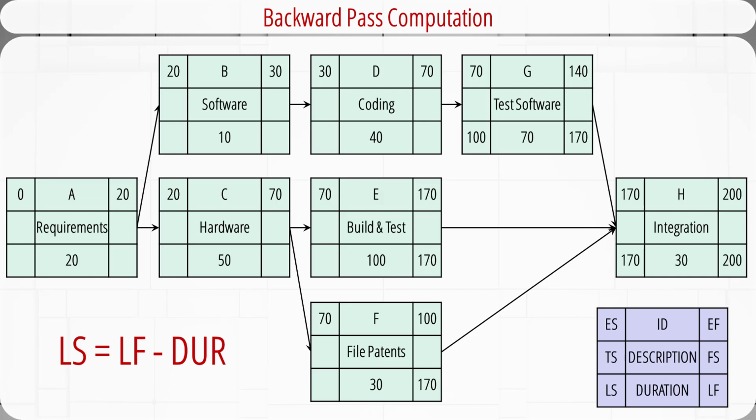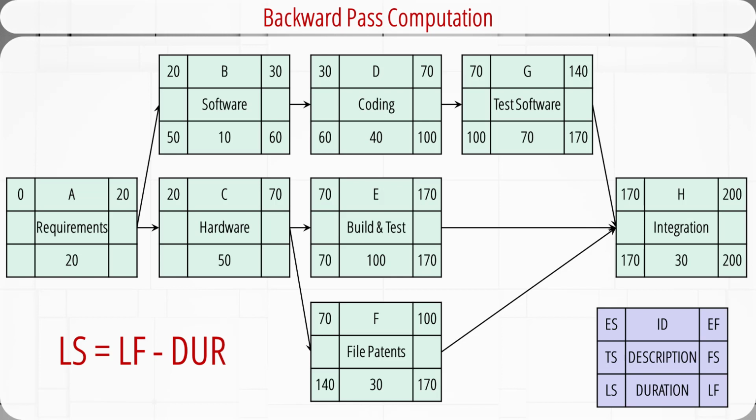For G, the late start is equal to 170 minus 70, which is equal to 100. We carry late start of G to D and repeat the process. 100 minus 40 equals 60. Similarly, 60 minus 10 equals 50. Because A is a burst activity, we should wait here and do the calculation for other branches.